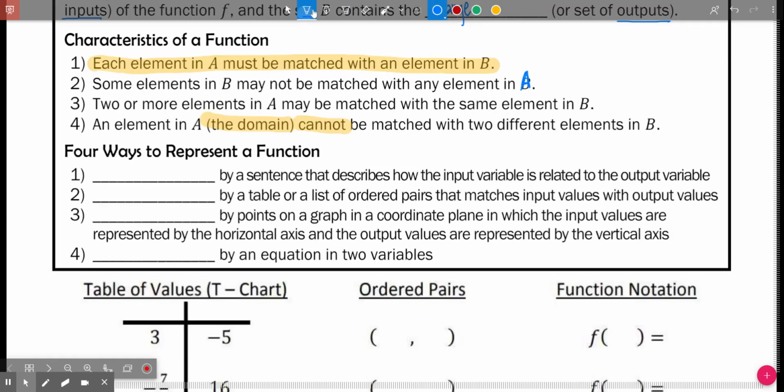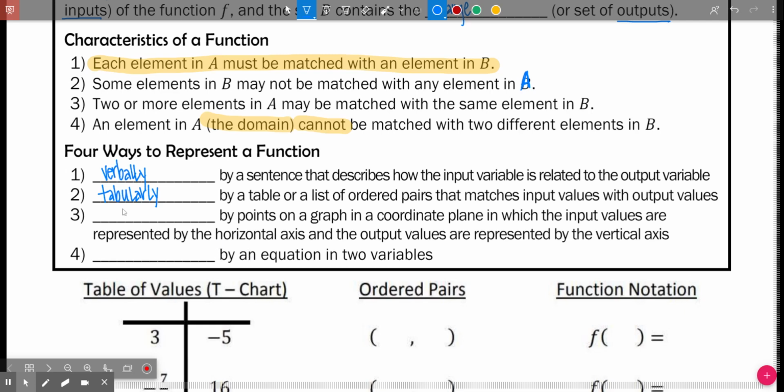There are 4 different ways to represent a function. You can represent it verbally by a sentence that describes how the input variable is related to the output variable. You can represent it tabularly by a table or a list of ordered pairs that matches input values with output values.